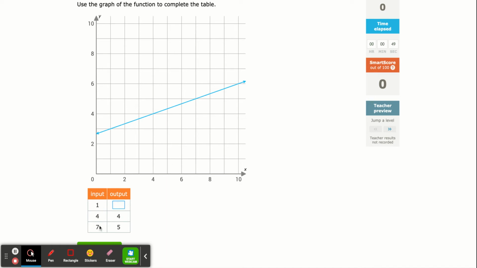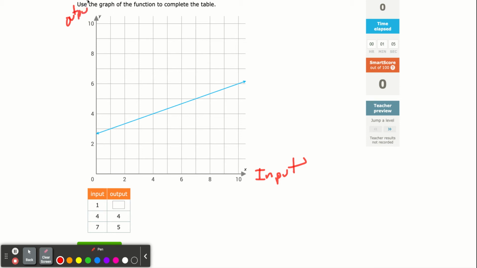So in other words, just remember your input is your x, your horizontal. So again, your input is your horizontal. Your output is your vertical output. So it's just your X and your Y.